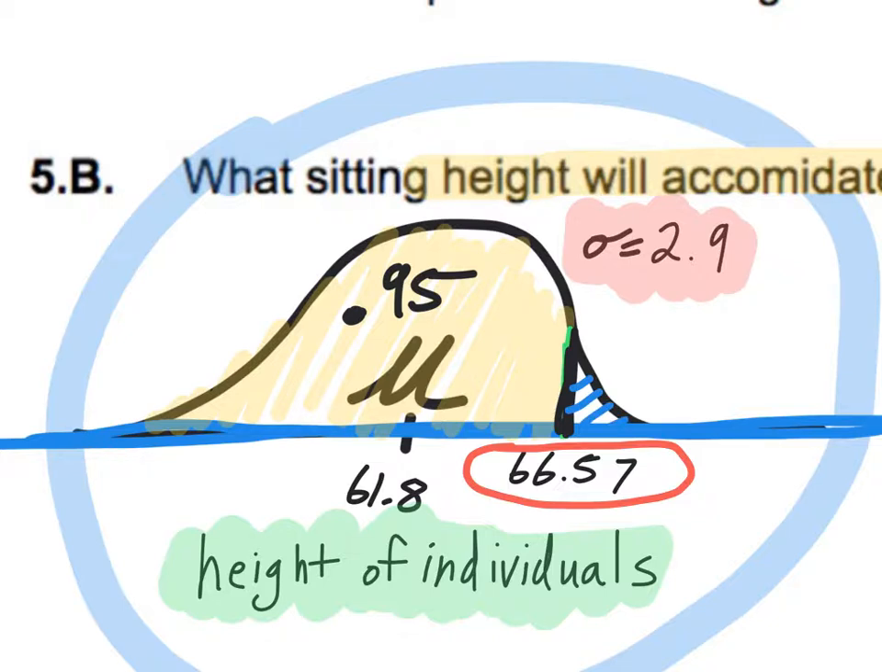That tells me that if I picked a desk height of 66.57 centimeters, then 95% of my population would be below that height. So it would fit 95% of my population. That's an excellent height to pick because then I've got only these 5% of outliers that I have to worry about in the classroom. You've got to understand what's going on.